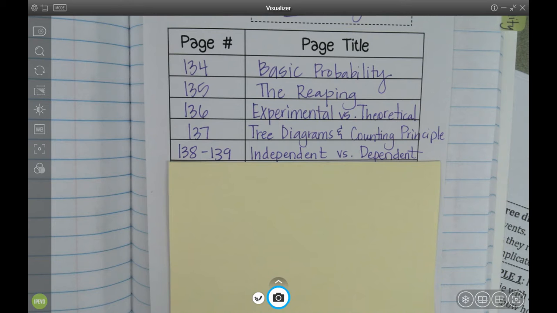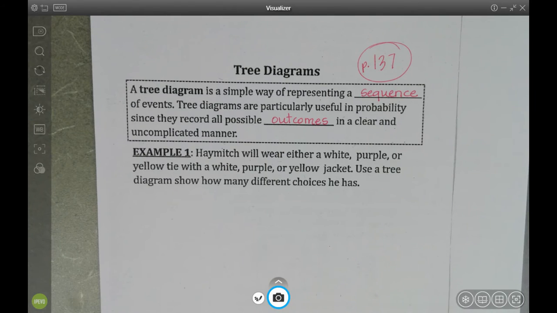Okay. All right, tree diagrams, probably the easiest thing we will do. Okay, we're gonna go on page 137.